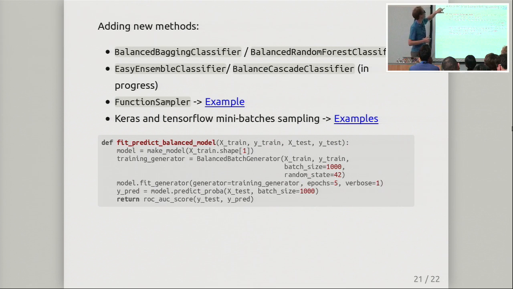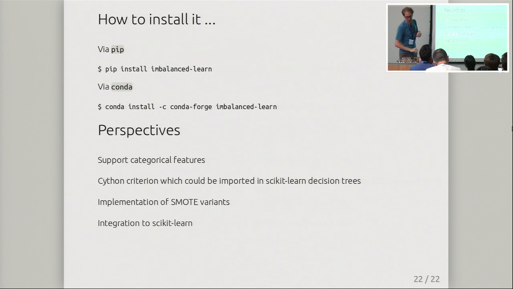We have a couple of new estimators to do that, but more interestingly, we put in something compatible with Keras and TensorFlow that, when you do mini-batches, can actually sample your mini-batches. You just create a generator and pass it to the fit generator, and like this, during the fitting, it will balance the batches as well, and that will allow you to go faster. I think this is my last slide. You can install it with pip, or we also have a package on conda. And then we have other things that will come. Thank you.